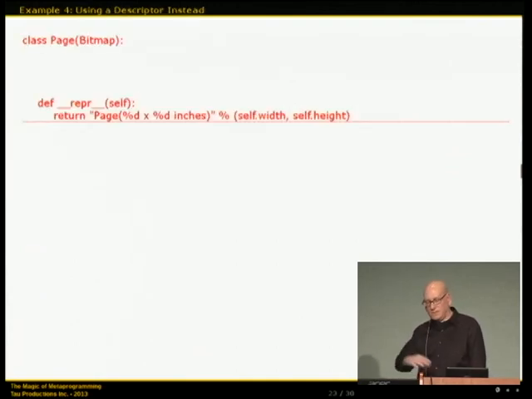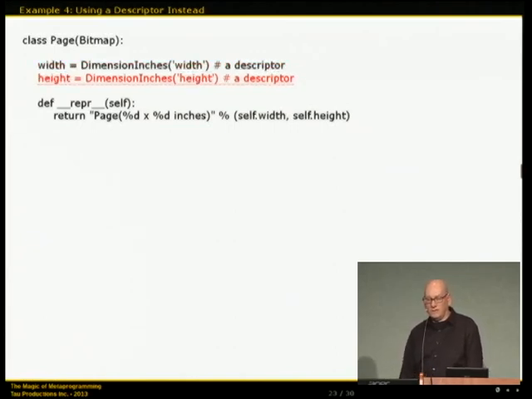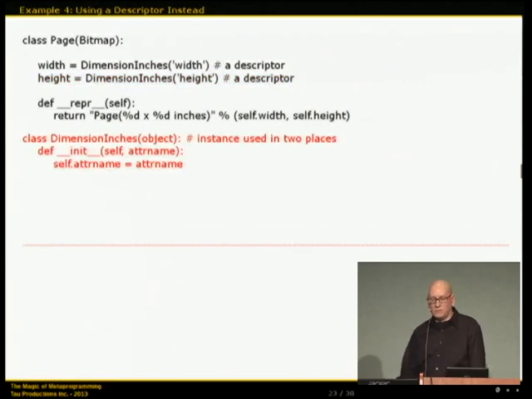With a descriptor, we have the same class and representation, and we place into it as a class attribute the descriptor, and there's a descriptor called dimension inches. The name of the attribute is given as the string width there, because the descriptor needs to know what name it is. And we have one for the height. And that's all we have to do. That's much simpler than having a get and set with a list of things. And also it lets you factor out the conversion operation. Before, the conversion operation was in the class, and now it's over in the descriptor, which could be a library of useful descriptors. What does a descriptor look like?